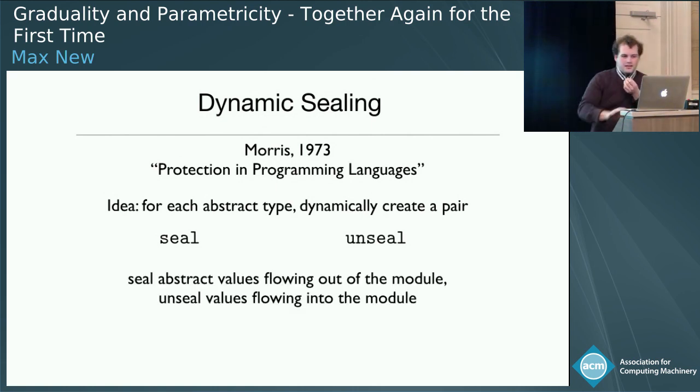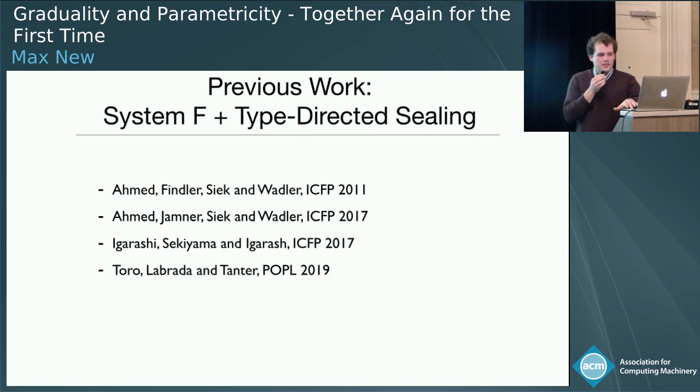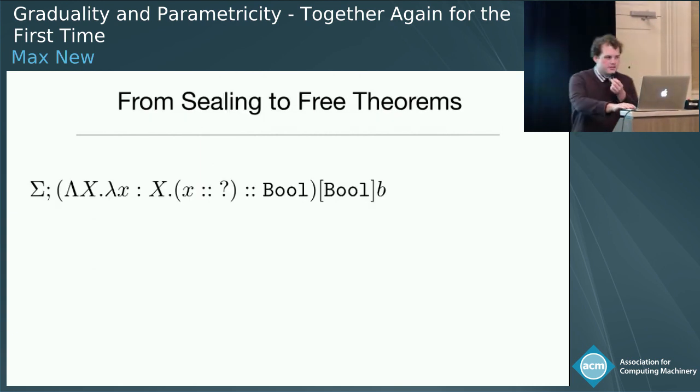And then the idea is that we're going to seal any abstract values flowing out into the world where it's unknown. And then when it's flowing back into the module, we'll unseal these values. And this has been the approach of several papers in the literature to try to recover parametricity. And the idea is to take System F in the same syntax as the naive one, but now try to automatically insert these seals to get the free theorems back. Okay, so let's look at how that works.